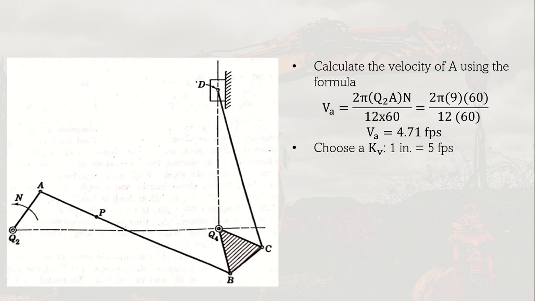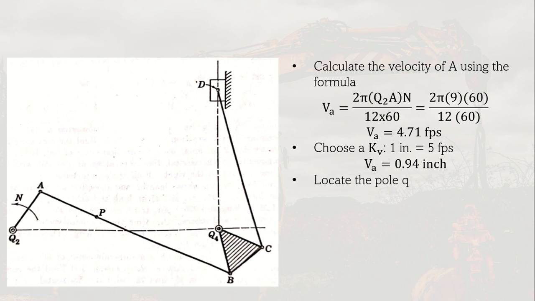Then we chose a velocity scale so that we can draw this velocity on our paper. Let us say that you chose 1 inch is equal to 5 feet per second. The choice is actually what is convenient in drawing. Since 4.71 is close to 5, we chose 1 inch on the paper is 5 feet per second in actual. Therefore, if we use this velocity scale in drawing, the velocity of A will be 0.94 inch, simply 4.71 divided by 5. So 0.94 inch in the drawing can represent the velocity of A.